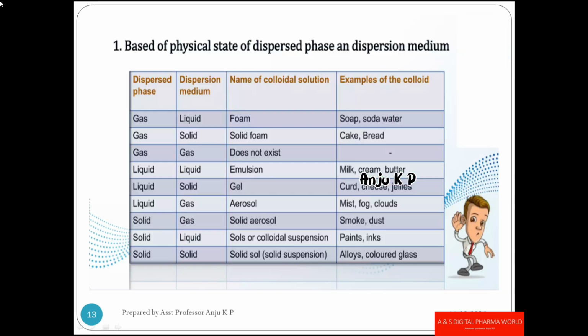Okay. In the first case, based on physical state of dispersed phase and dispersion medium, here it may come for 2 marks. You just have to know the dispersed phase, dispersion medium, and the colloidal solution examples. If the dispersed phase is gas and the dispersion medium is liquid, we call it foam. You can give the example of soap, soda. Gas and solid form, cake, bread, and gas in gas does not exist. Okay. Liquid in liquid means emulsion like milk, cream, butter.